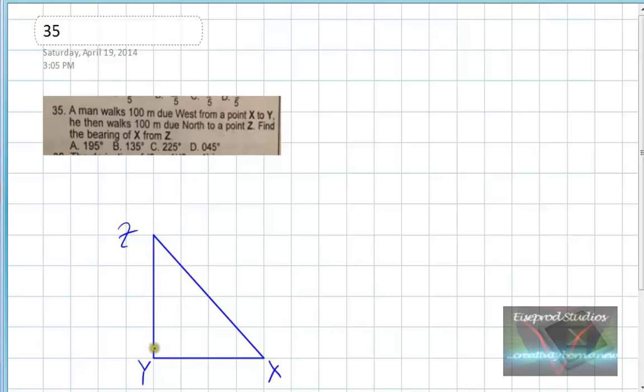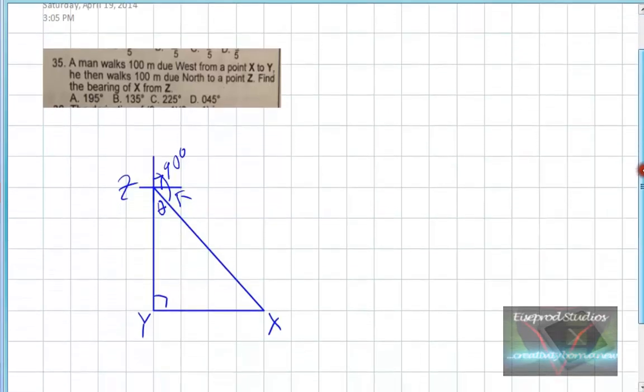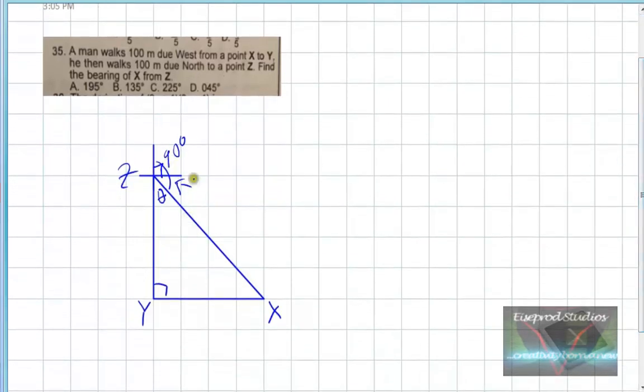Okay, so this forms the right triangle. And we want to know what this angle is. We can figure this out by first drawing a line like this and making this a perpendicular bisector so that this part right here is 90 degrees. So all we have to do is figure out what this angle is. To do that, we can use one of the trig functions.